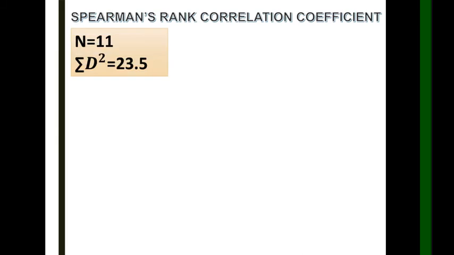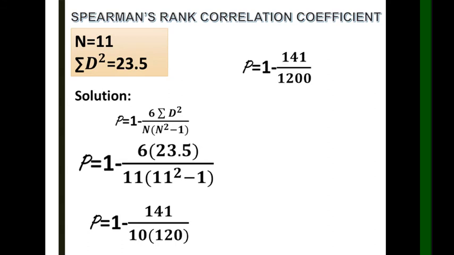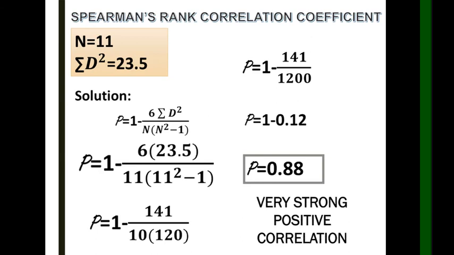Now, solve for the Spearman rho. We have 1 minus 6 summation of d squared over n quantity n squared minus 1. So just put the given, and 6 times 23.5 is 141, over 11 squared minus 1 is 120. Multiply 10 times 120, you will get 1,200. Divide 141 by 1,200 and you will get 0.12. 1 minus 0.12 is 0.88. Now, looking at the interpretation in the table, the answer is very strong positive correlation.